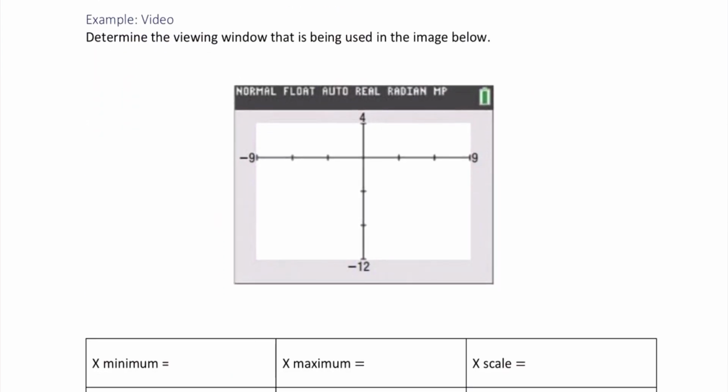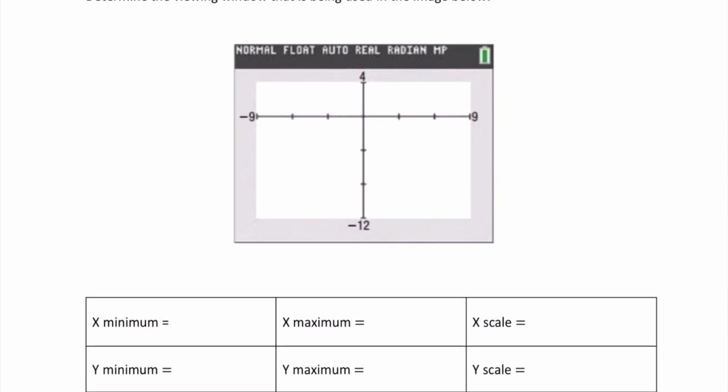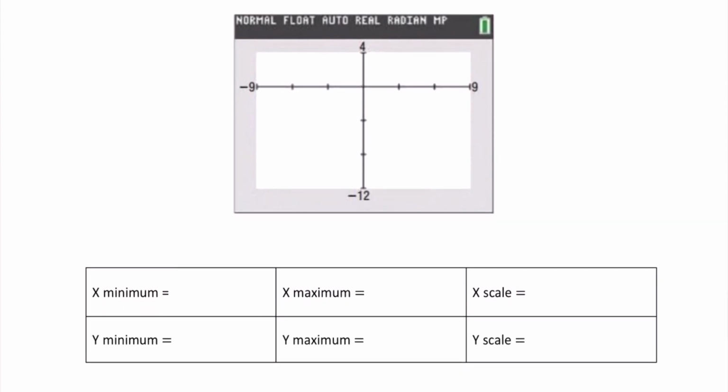Let's determine the viewing window that's being displayed in the image below. Notice the x-min is negative 9. The x-max is positive 9. And the tick marks, we're going from negative 9 to negative 6 to negative 3 to 0. So it looks like they're incrementing by 3s.